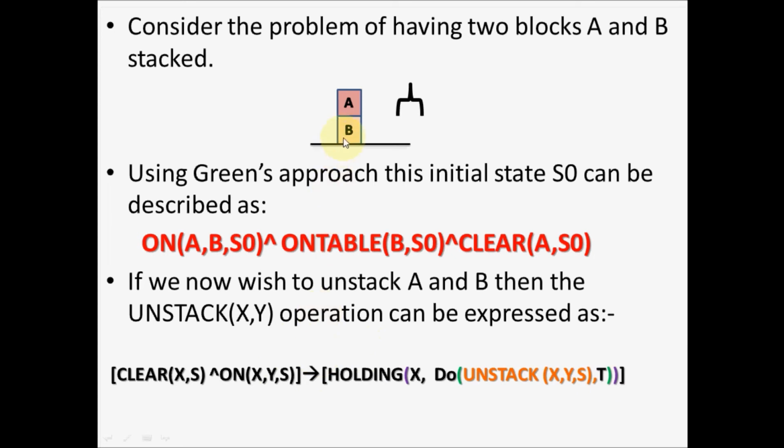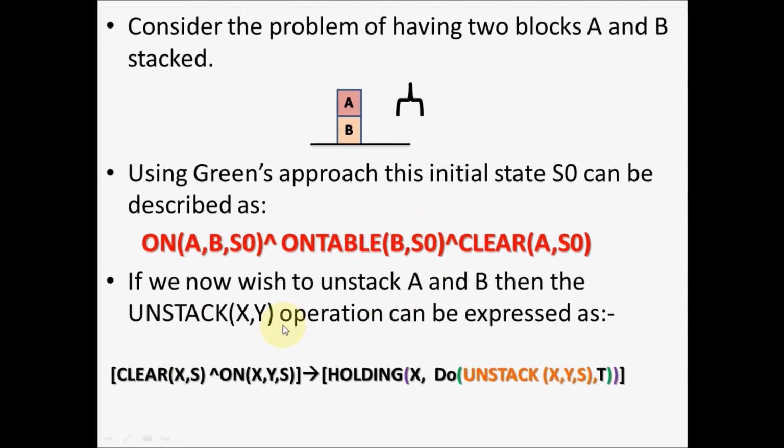Now, what is the post condition? Once A is unstacked, what will happen? The robotic arm will be holding A, right? So the post condition is holding X, where X means A, so the robotic arm is holding X. How is it holding X? By doing the unstack operation of X comma Y in state S, and after doing this we go to the resultant state T. So from state S we go to state T. That's the meaning of it. It looks complicated, but this is one way rules or actions can be represented using Green's approach.